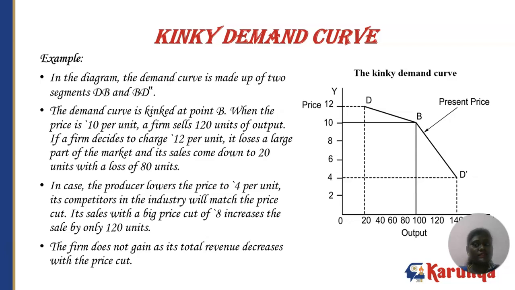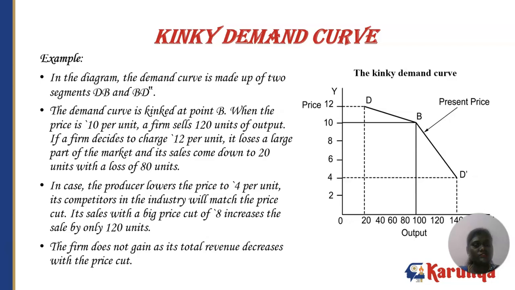So for example, as you can see in the kinked demand curve in the given diagram, there are two curves made up of segments D and P. The demand curve is kinked at the point B. When the price is 10 per unit, a firm starts selling the product at 120 units of output or more.